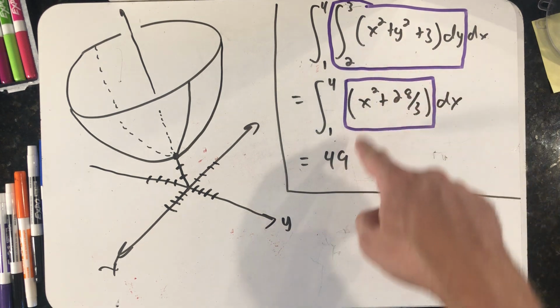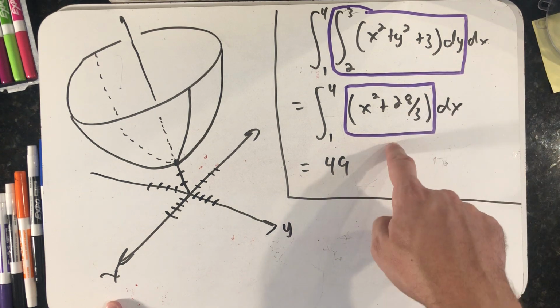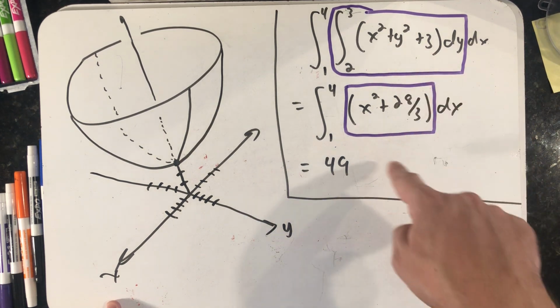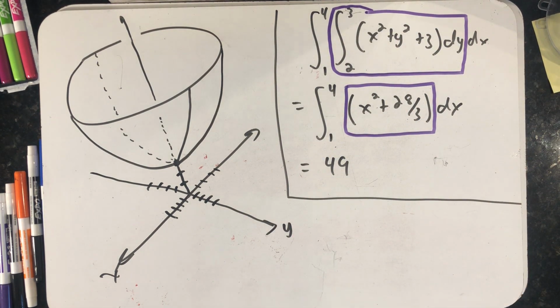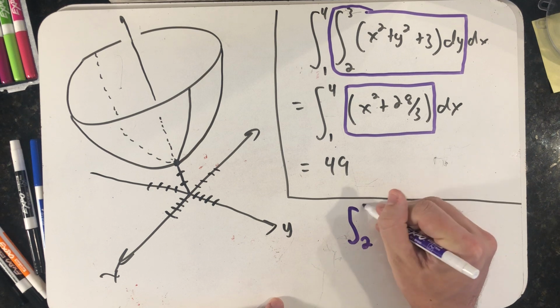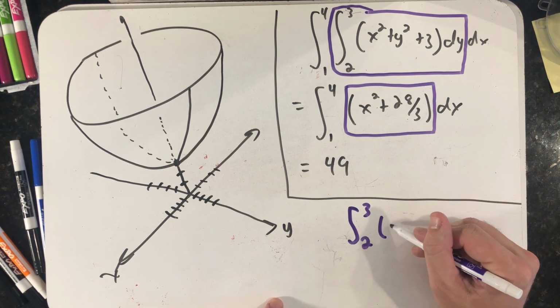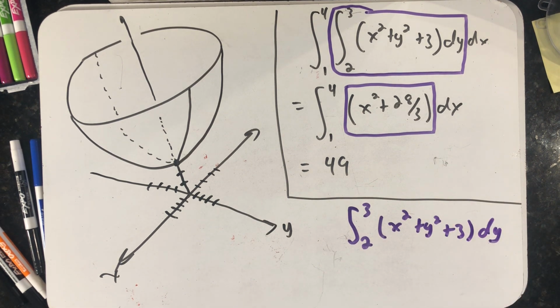And I've also written down highlights from that previous calculation. This was the original iterated integral. And now what I have, skipping all the work, is what that inside integral resulted in, and then the final answer. So let's talk about what this does. If I just think about the inside integral for a moment, the integral from 2 to 3 of x squared plus y squared plus 3 dy, the only variable, as far as this integral is concerned, is y. X is going to be treated like a constant.